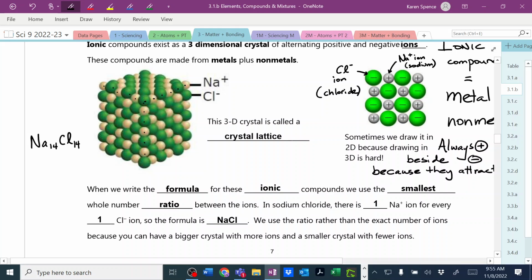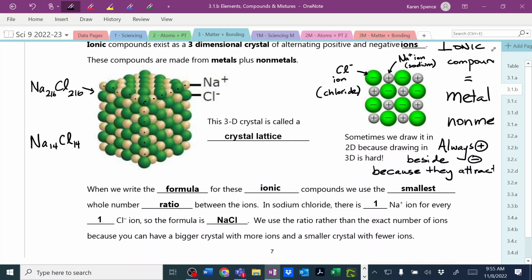36 times 6 is equal to 216. So this crystal here would be Na216, Cl216. But even that would be too small for you to see. And could you ever guarantee that you're going to have two salt crystals the same size? No. So it's not very useful to actually write the actual number of sodiums and chlorides you have.